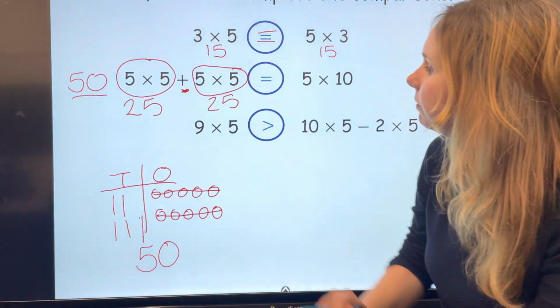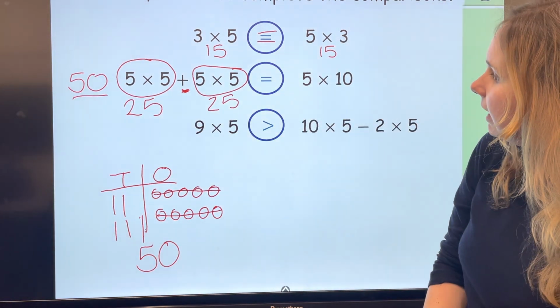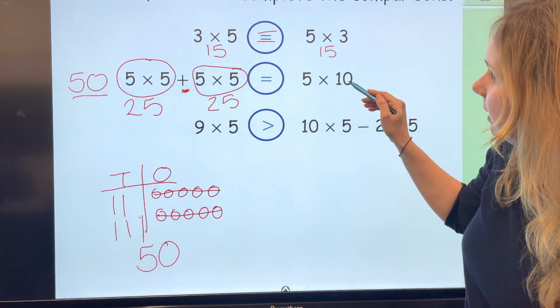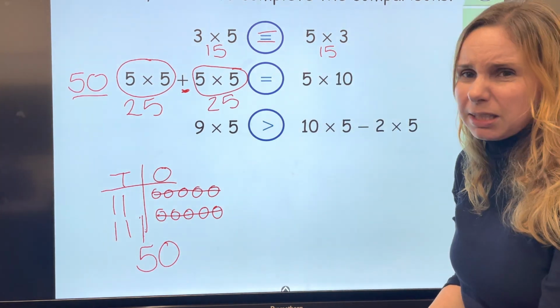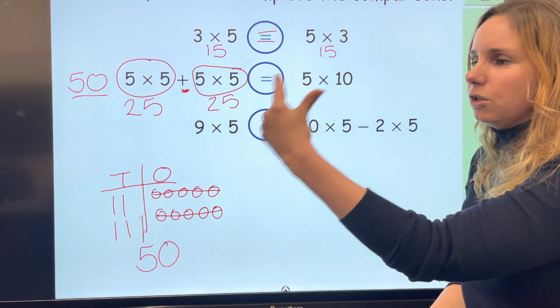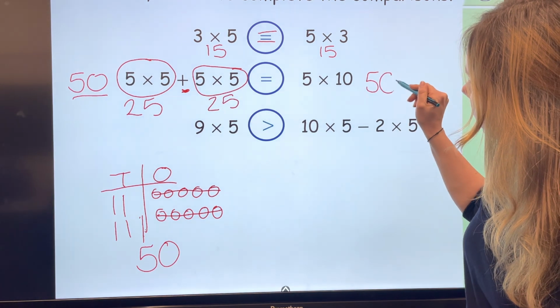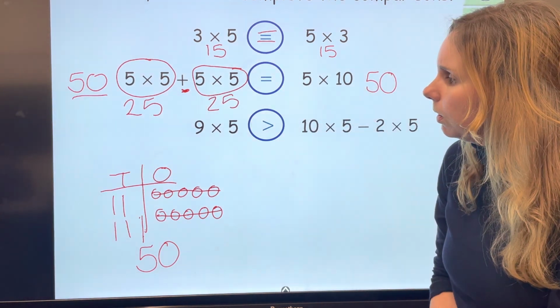So I know I've got 50 here, and it's saying it's equal to, so let's have a look. 5 times 10, counting 10s 5 times, it's tomorrow's lesson. 10, 20, 30, 40, 50. So I know they are equal.